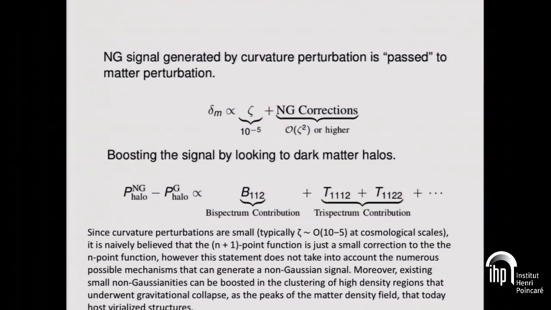And the second thing is that there is another trick to actually measure this signal, which is the boosting by looking at the dark matter halos. And this non-Gaussian halo bias is something that people have been playing a lot with in the past, but basically this is the idea that happens here. Let me just recall how this thing works.